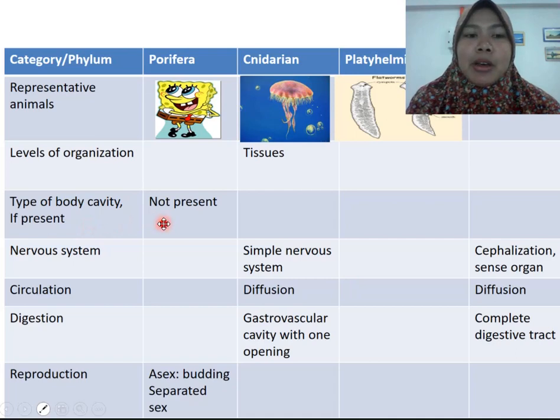Then look at the body cavities: presence or absence of a body cavity, and if they do have body cavities, what kind of body cavity do they have, either pseudocoelomate or coelomate. Then the nervous system, circulation, digestive system, and also reproduction. I would like you to try this, and we will discuss together later. That's all for the first 4 phyla in the animal kingdom.